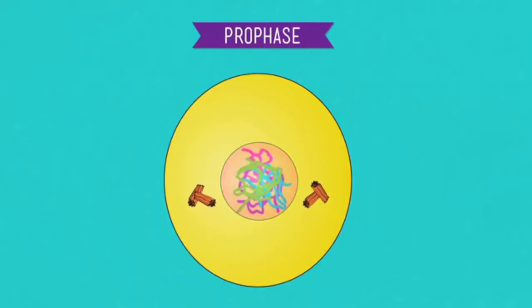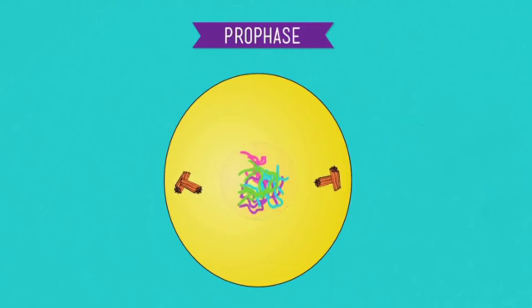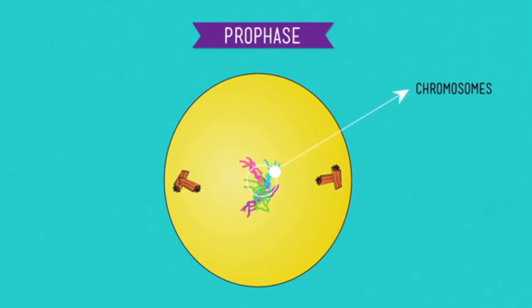The first stage of mitosis is called the prophase and takes place after the cell has duplicated its DNA. During this phase, the chromosomes become shorter and thicker and the nuclear envelope breaks down. The centrioles from which the spindle fibers form also begin to move to opposite poles of the cell.